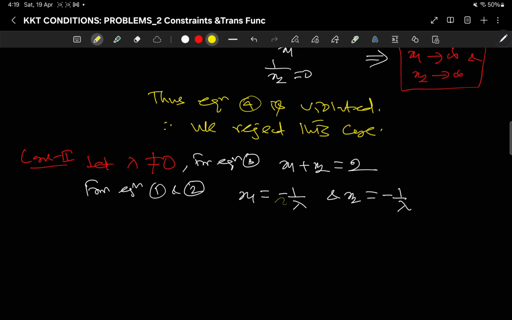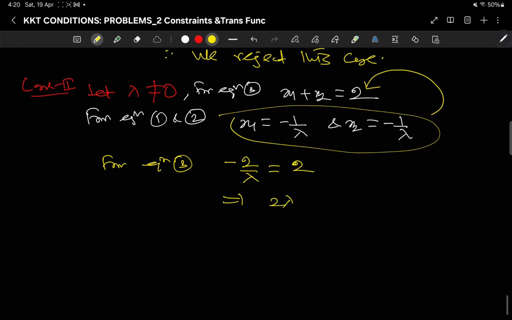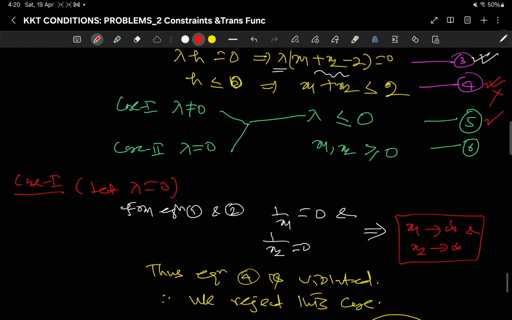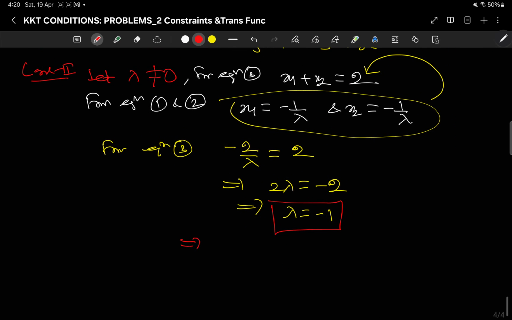Now if you substitute this here from equation 3, 2 by lambda, minus 2 by lambda is equal to 2. So this implies 2 lambda is equal to minus 2, so that means lambda is equal to minus 1. So lambda is negative here, and equation 5 holds.